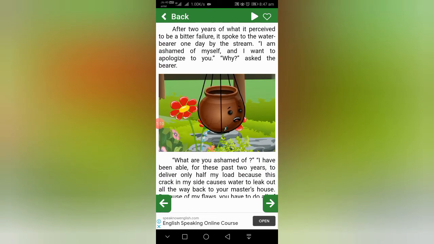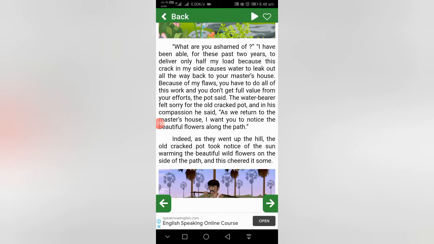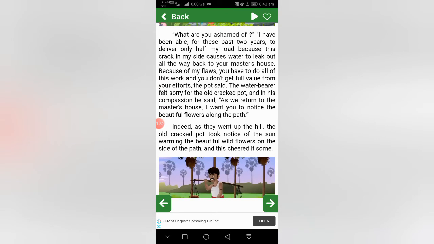After 2 years of what it perceived to be a bitter failure, it spoke to the water bearer one day by the stream. "I'm ashamed of myself and I want to apologize to you." "Why?" asked the bearer. "What are you ashamed of?" "I've been able for these past 2 years to deliver only half a load because this crack in my side causes water to leak out all the way to your master's house. Because of my flaws, you have to do all this work and you don't get full value from your efforts," the pot said.